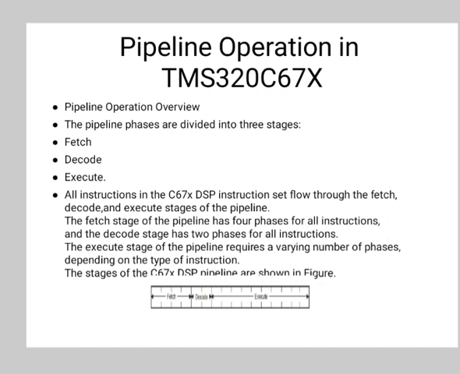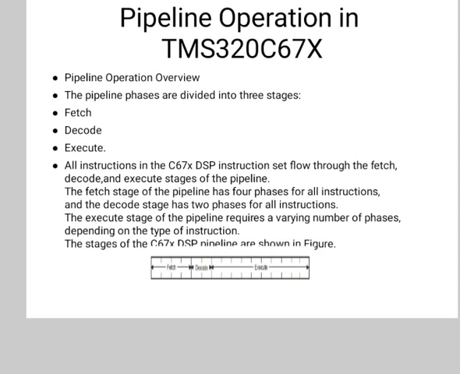Thus the TMS 320 C6X pipeline operation provides an easy way of programming and improves the performance. There are three major phases, that is fetch, decode and execute. So all instructions require the same number of pipeline phases for fetch and decode, but they require a varying number of execute phases depending on the type of the instruction. The C62X and C64X fixed point processors require fewer execution phases than the C67X floating point processor.